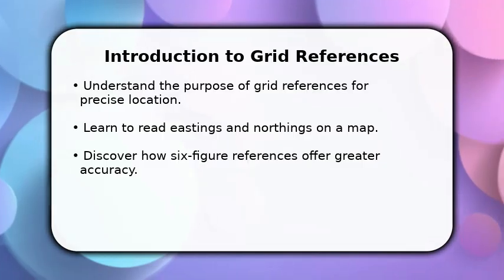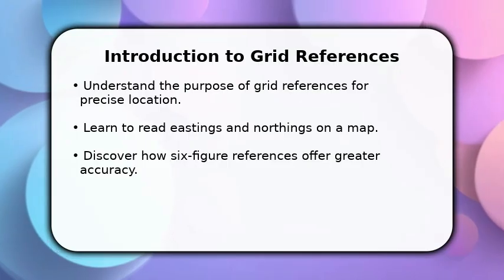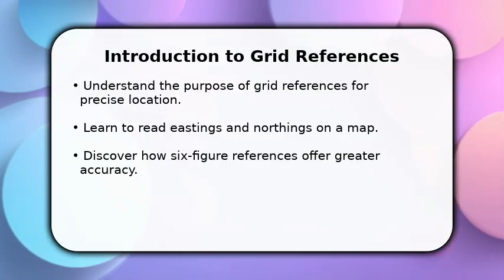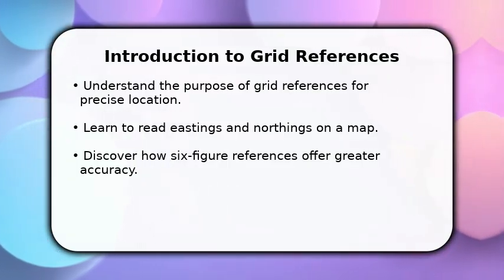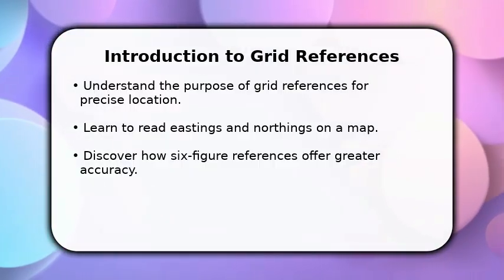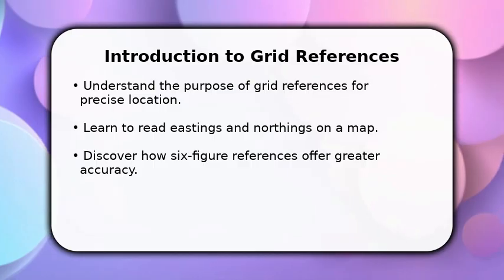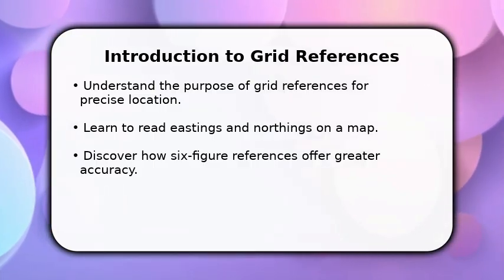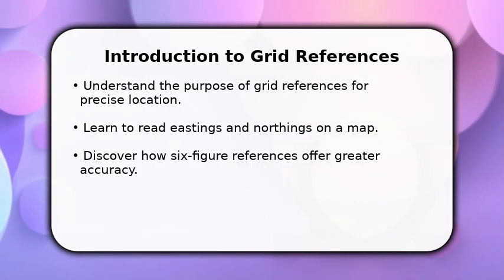In this video, I will explain how to use six-figure grid references. First, understand that grid references help us pinpoint exact locations on a map. We'll start by identifying the main grid lines, which are numbered along the edges. These numbers represent eastings and northings, forming a grid.